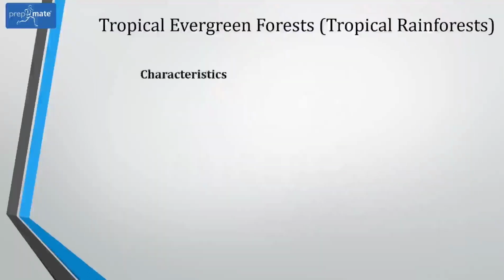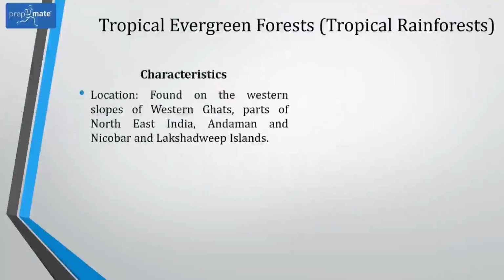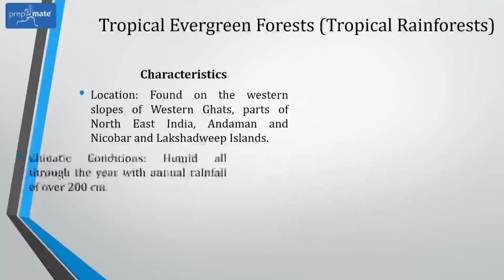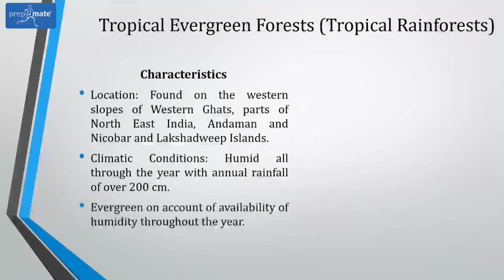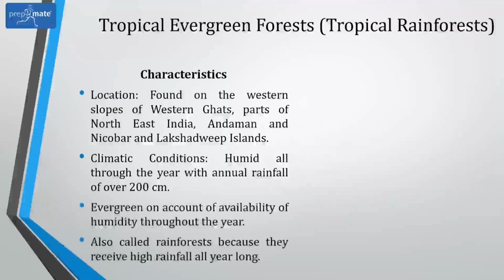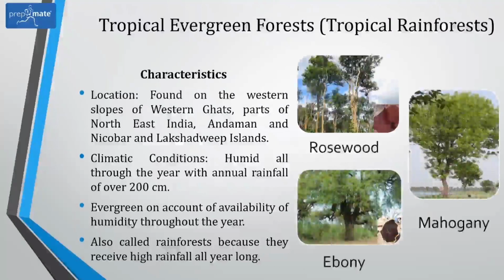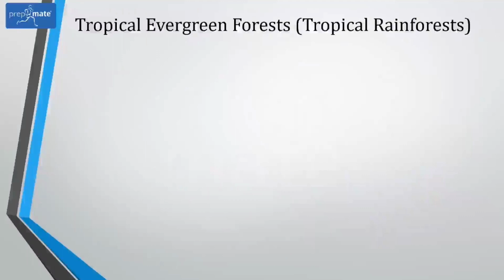Tropical evergreen forests or tropical rainforest. Tropical evergreen forests are found on the western slopes of Western Ghats, parts of northeast India, Andaman and Nicobar, and Lakshadweep Islands. These places remain humid throughout the year and receive an annual rainfall of over 200 centimeters. The evergreen nature of these forests is attributed to the availability of humidity all year long. They are also known as rainforests because of the rainfall received by them all through the year. Important plant species found in the forest are rosewood, ebony, mahogany, etc.